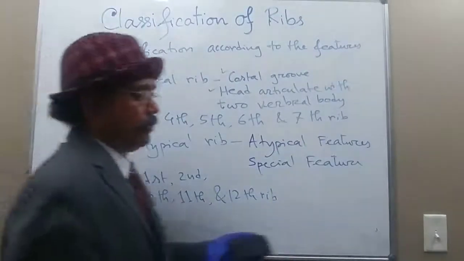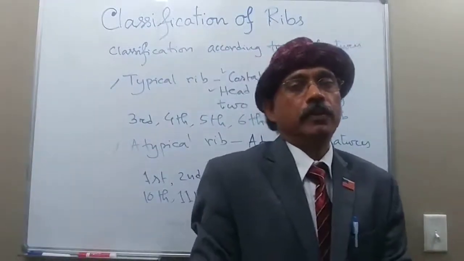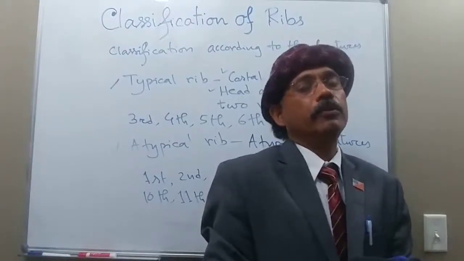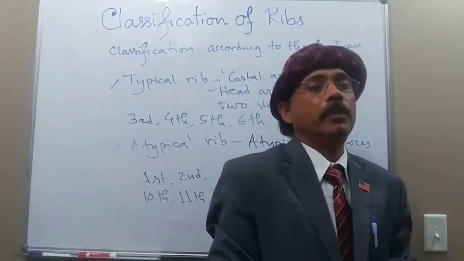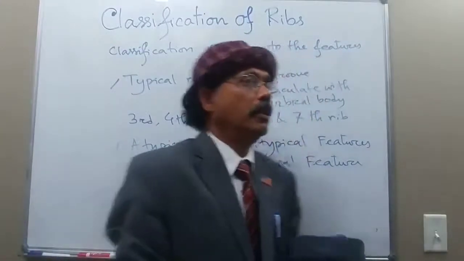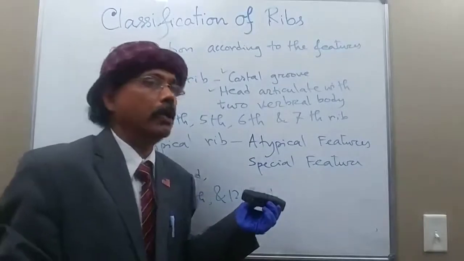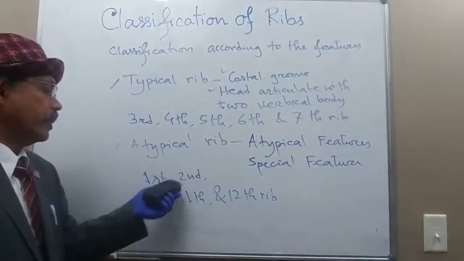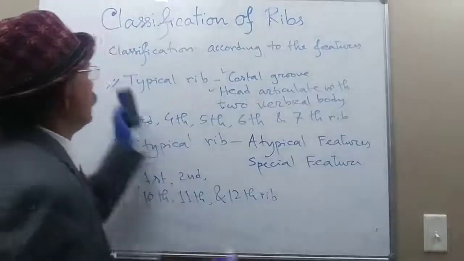Okay, we got the classification. First of all, true ribs, false ribs. True ribs are the vertebrosternal ribs. According to the articulation, we have vertebrochondral ribs, vertebral ribs. Then we got the classification according to the feature, the typical rib, atypical rib. Typical ribs: third, fourth, fifth, sixth, seventh rib. Atypical ribs: first, second, 10th, 11th and 12th rib. Okay, we got the classification.